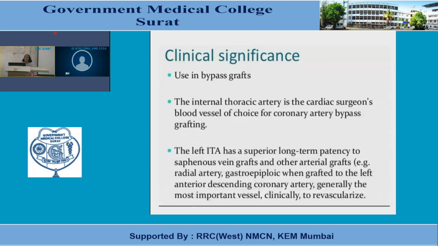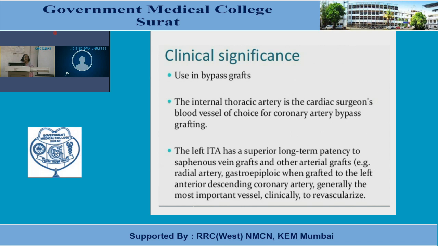Now, what is the clinical importance of the internal thoracic artery? Mainly used in the bypass surgery for the heart, used in bypass grafting. The internal thoracic artery is the cardiac surgeon's blood vessel of choice for the coronary arteries of the heart bypass grafting. So the surgical procedure here is called coronary artery bypass grafting. Coronary artery bypass, simply say CABG, coronary artery bypass grafting.